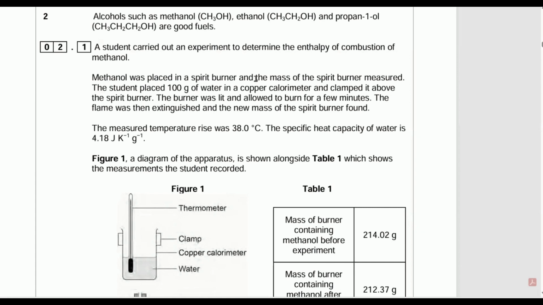Methanol was placed in a spirit burner and the mass of the spirit burner measured. The student placed 100 grams of water in a copper calorimeter and clamped it above the spirit burner. The burner was lit and allowed to burn for a few minutes. The flame was extinguished and the new mass of the spirit burner found. The measured temperature rise was 38 degrees. The specific heat capacity of water is 4.18. Figure 1 is a diagram of the apparatus, shown alongside table 1, which shows the measurements the student recorded.